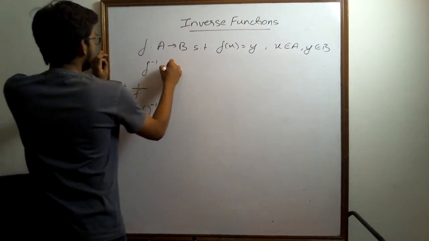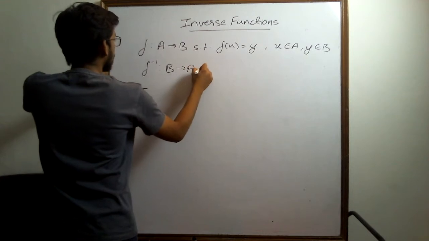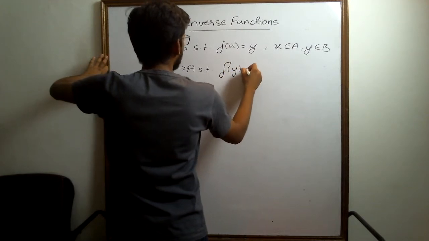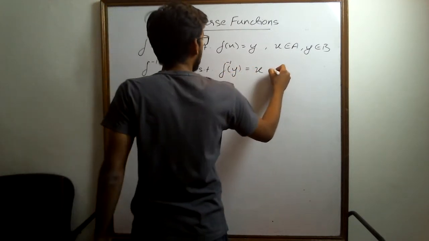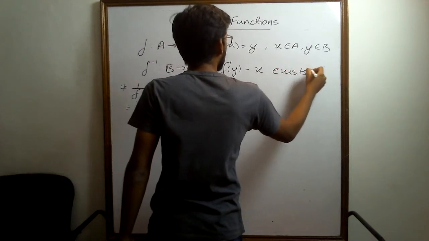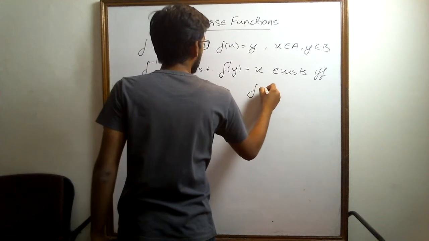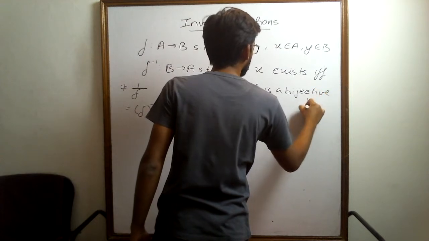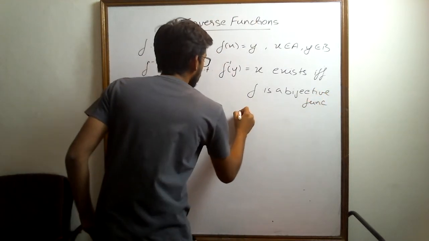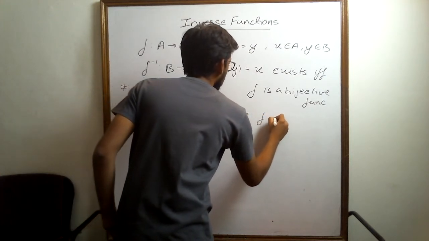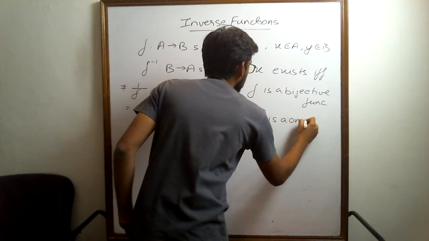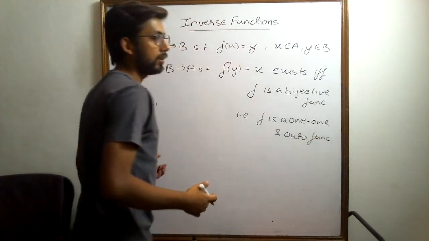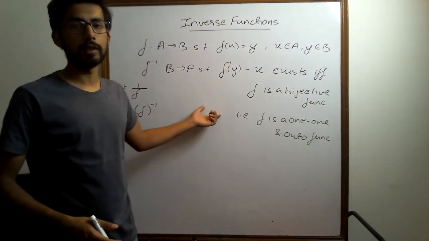F inverse will be defined from set B to A such that f inverse of y is equal to x, and this exists if and only if function f is a bijective function. What we mean by bijective is that f is a 1 1 and onto function. Only then will we be able to define the inverse of this function.